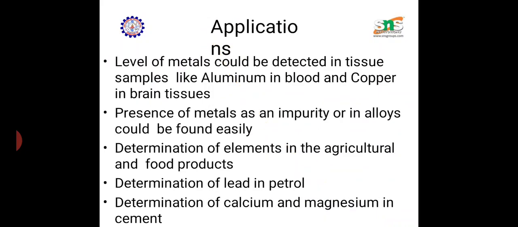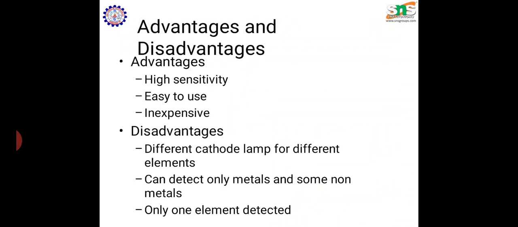So for applications, the level of metals can be detected, like aluminum in blood and copper in brain tissues. Impurities in alloys can be identified. Elements in agricultural products can be identified. Lead present in petrol can be determined. Magnesium and calcium in cement, water, etc. can be determined. Now the advantages and disadvantages.